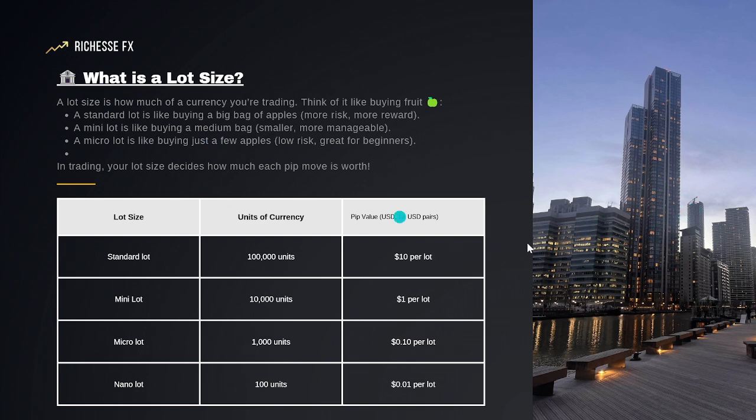What is a lot size? A lot size is how much of a currency you're trading. Think of it as like buying fruit. A standard lot is like buying a big bag of apples, more risk, more reward. A mini lot is like buying a medium bag, smaller, more manageable. A micro lot is buying just a few apples, low risk, great for beginners.